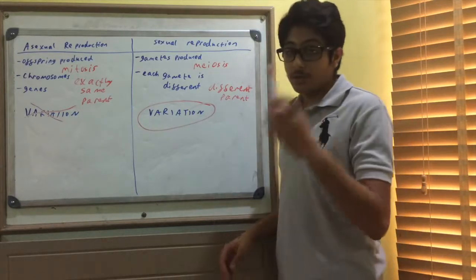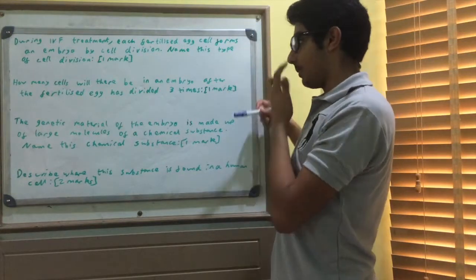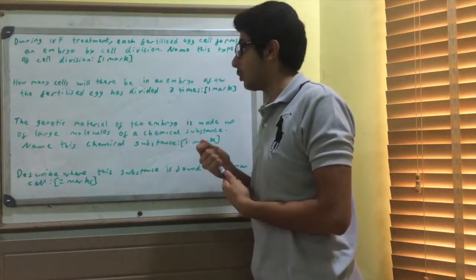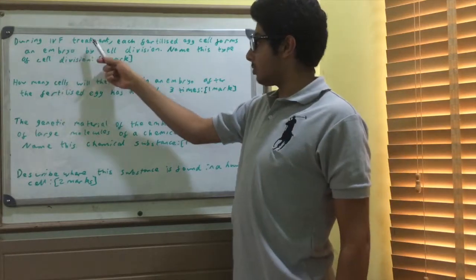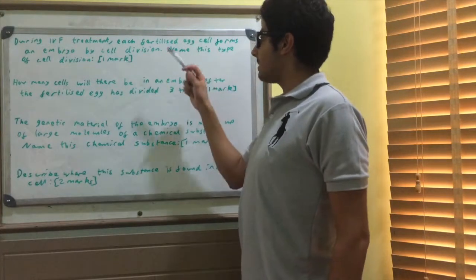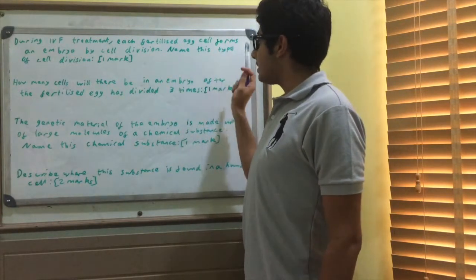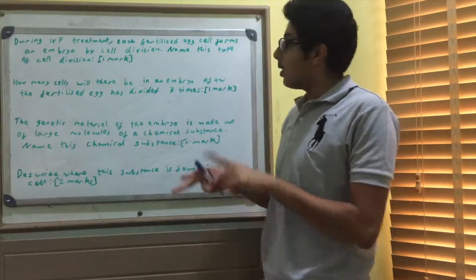And now let's move on to the exam question. Okay, so we have several exam questions on what we just talked about. So the first one: during in vitro fertilization treatment, each fertilized egg cell forms an embryo by cell division. Name this type of cell division. So it's either going to be mitosis or meiosis.